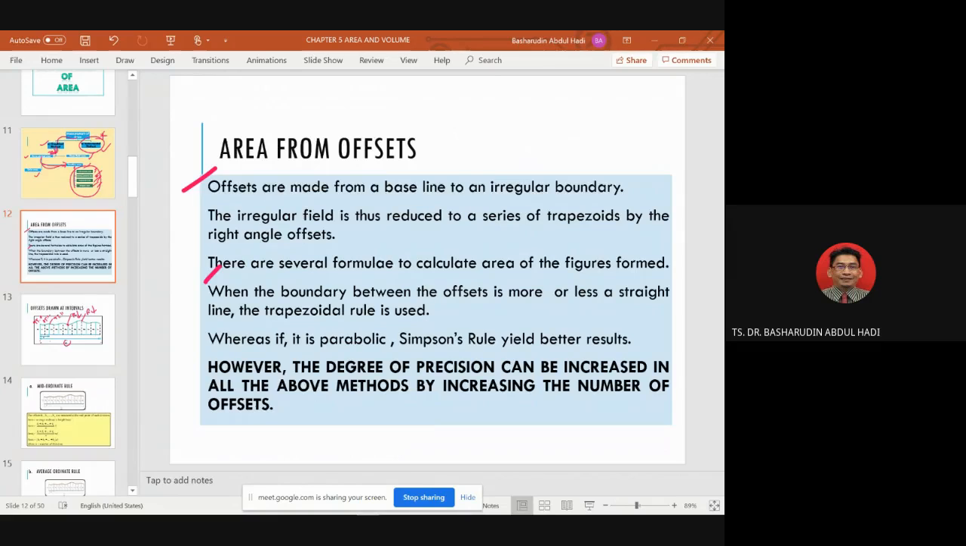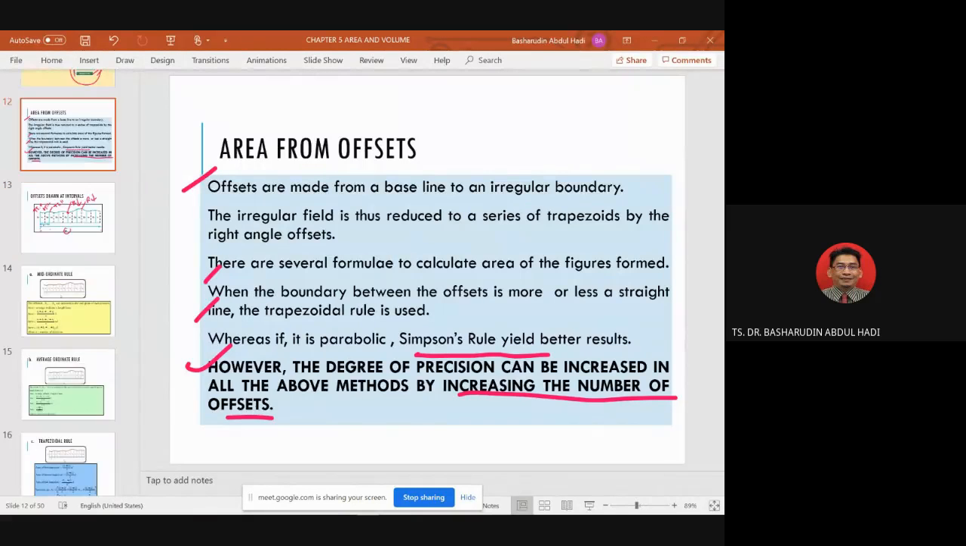There are several formulas to calculate the area of the figures formed. When the boundary between the offsets is more or less a straight line, the trapezoid rule is used. So sometimes for area from offset, you can use the trapezoid rule. And when it comes to a parabolic shape, not something like the trapezoid shape, use the Simpson rule to get a better result. However, the degree of precision can be increased in all the above methods by increasing the number of offsets. Okay, I think we get this one.